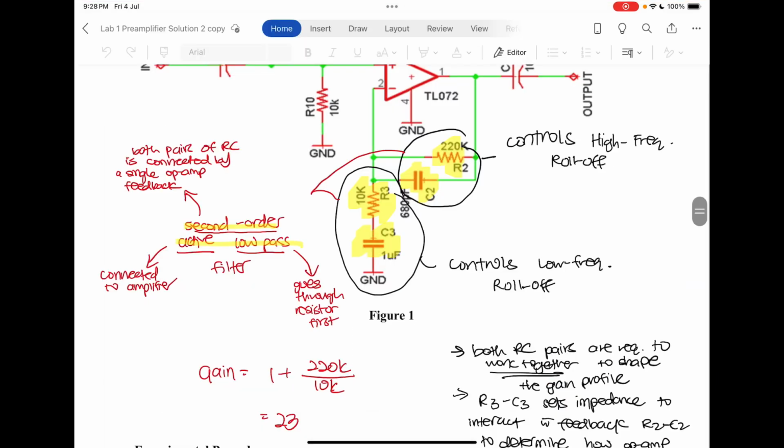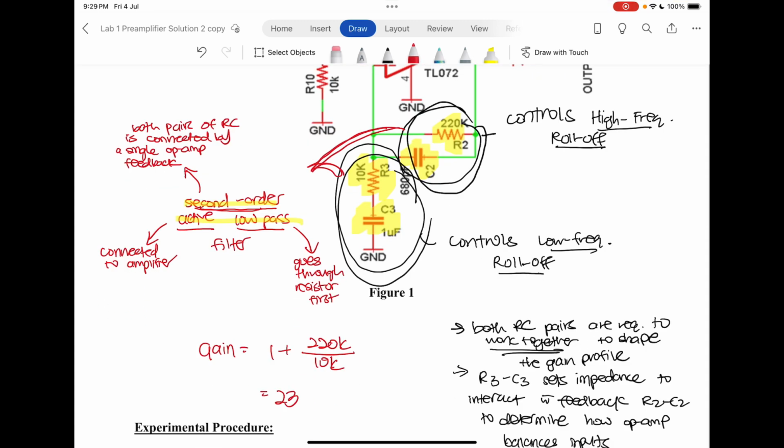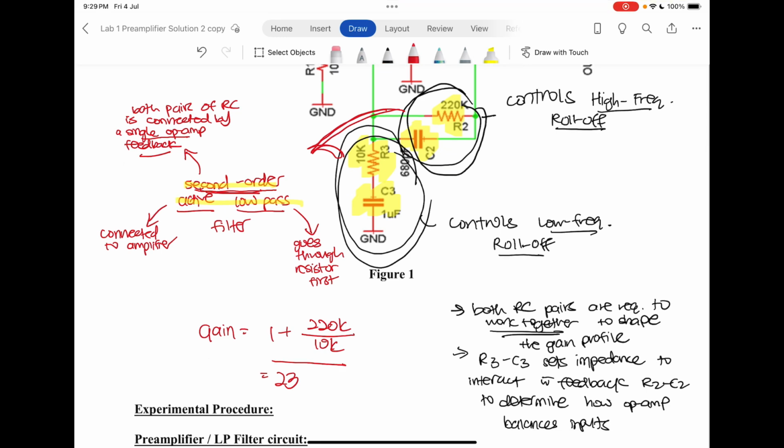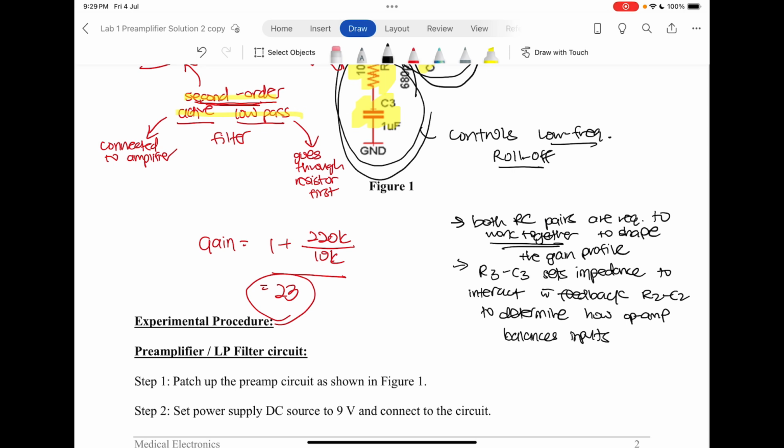Now to go more in depth into these low pass filters, this first low pass filter controls the high frequency roll off, whereas the second controls the low frequency roll off. These two together make it a second order active low pass filter. Now why is it not a cascade? It's because both pairs of RC are connected by a single op amp feedback. Now the gain for this is 23. Now both RC pairs are required to work together to shape the gain profile.